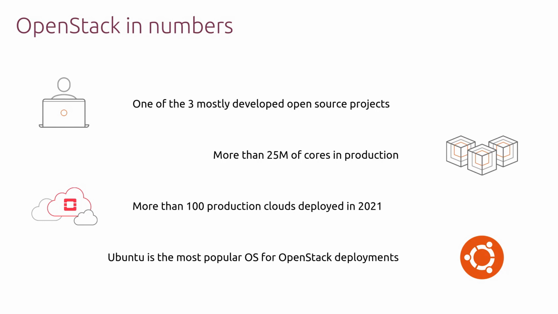And last but not least, according to the latest results from the OpenStack user survey, Ubuntu is the most popular operating system for OpenStack deployments. It powers around 40% of OpenStack clouds all over the world. So when people think about OpenStack, they usually think about Ubuntu as the underlying operating system for cloud infrastructure deployment.